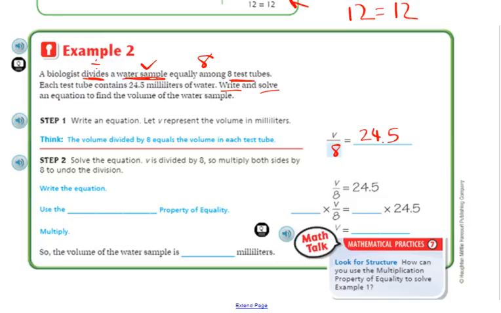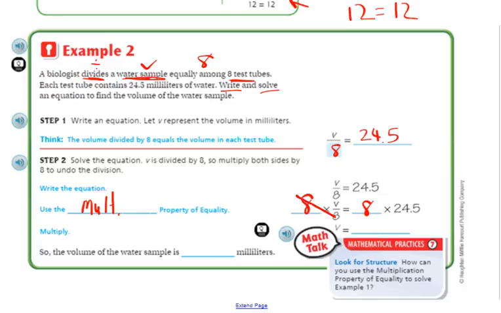In order to solve that, we're going to use the multiplication property of equality. This means we're going to multiply both sides. Well, what do you multiply by? You always multiply by the number that's attached to the variable because you're trying to undo the divided by 8. So what we're actually going to do is multiply by 8. So I have V over 8. I'm going to multiply the left by 8 and the right by 8. I see divided by 8, so I got to multiply by 8 on both sides.